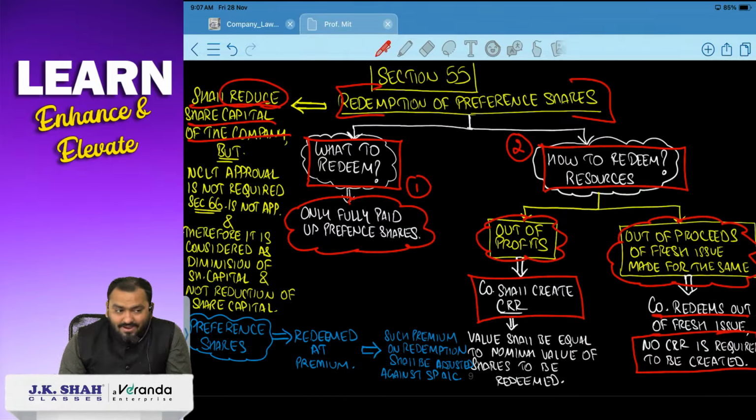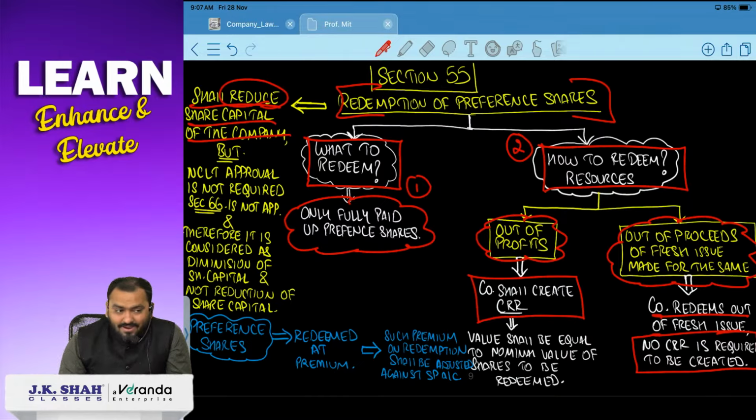There are many reasons. Now, there are a few reasons which are covered under reduction of share capital, and there are a few reasons which are covered under diminution of share capital. So what is the difference? The difference is the circumstances covered under diminution of share capital, like redemption of preference shares. Here the share capital is going down, yes, but this is called diminution.